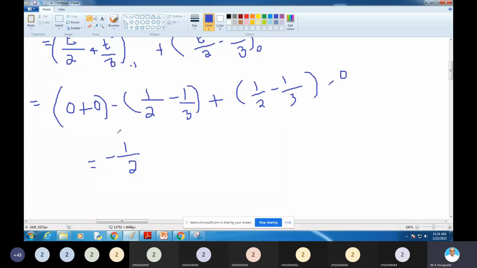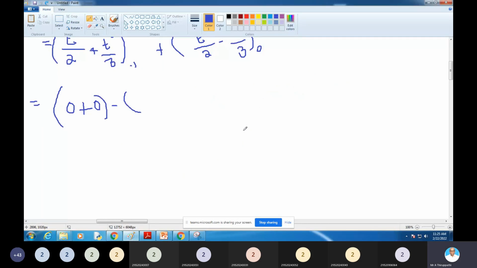Now it is equal to minus 1 by 2, multiplying by the minus sign. So minus into minus gives plus 1 by 3, plus 1 by 3... Next plus 1 by 2 minus 1 by 3. What will happen? 1 by 2 and 1 by 2 cancel, 1 by 3 and 1 by 3 cancel. Therefore 0. Mean is equal to 0. Okay.